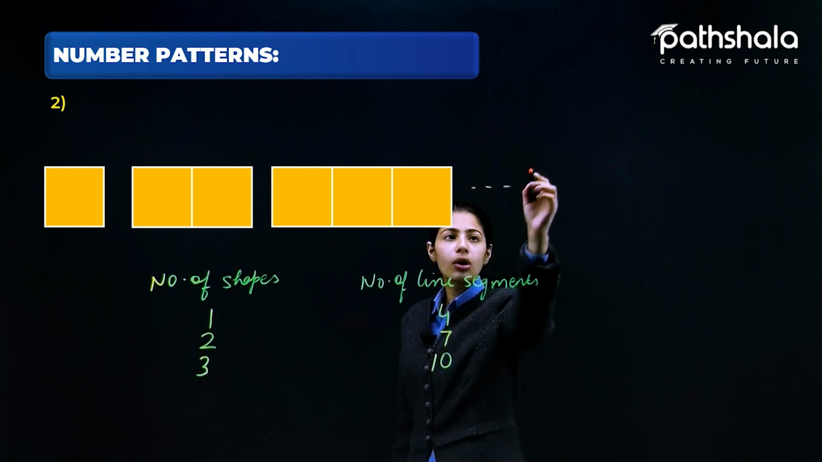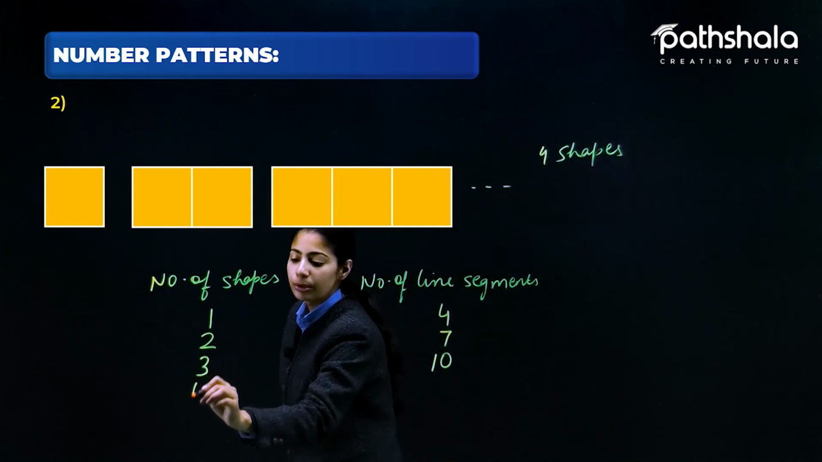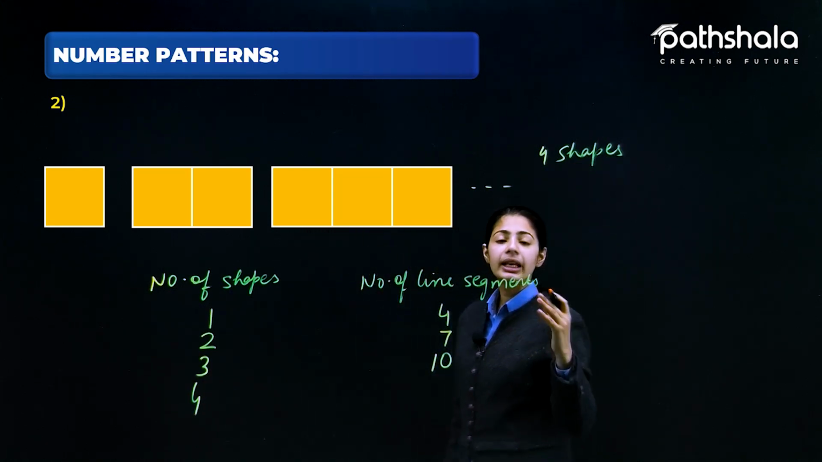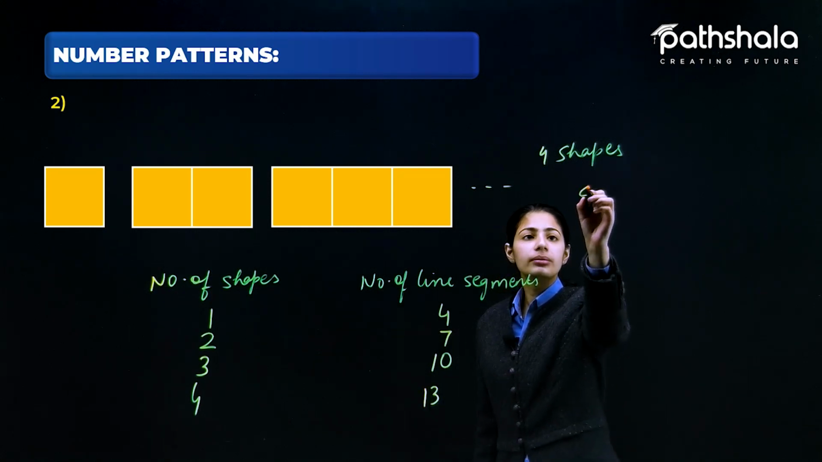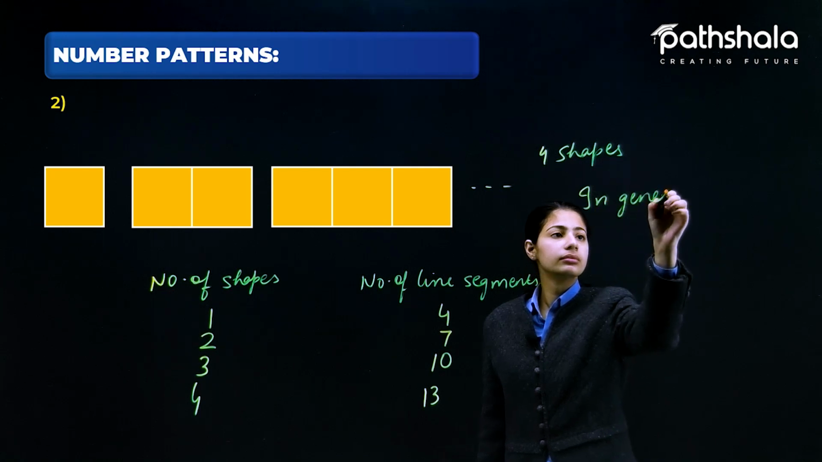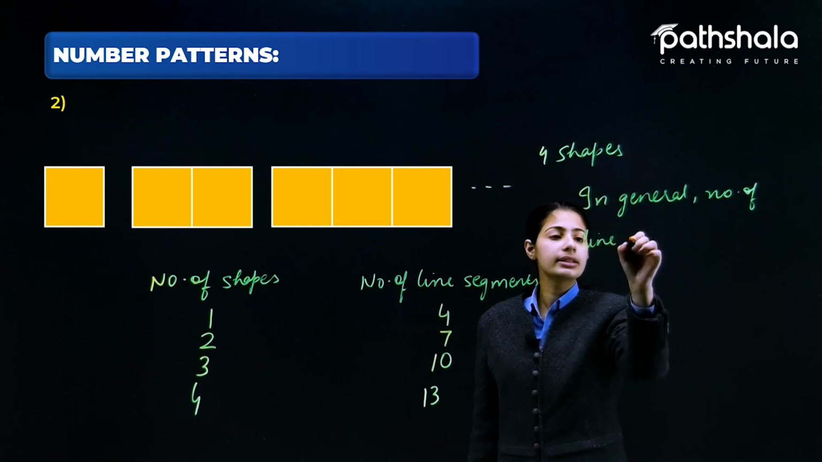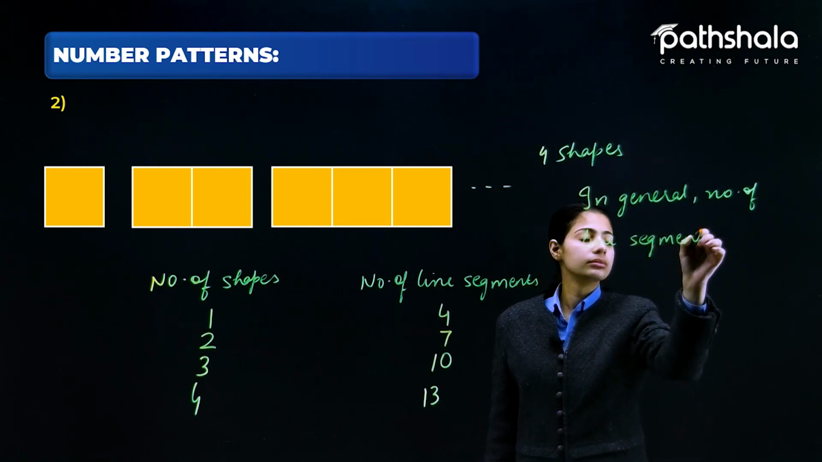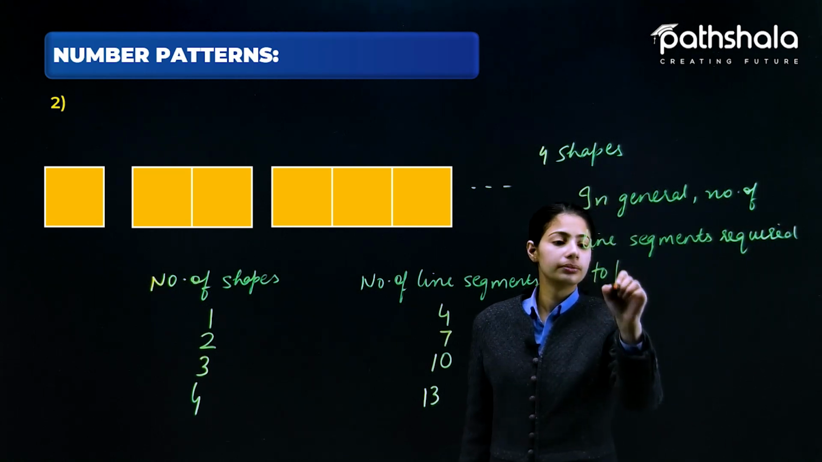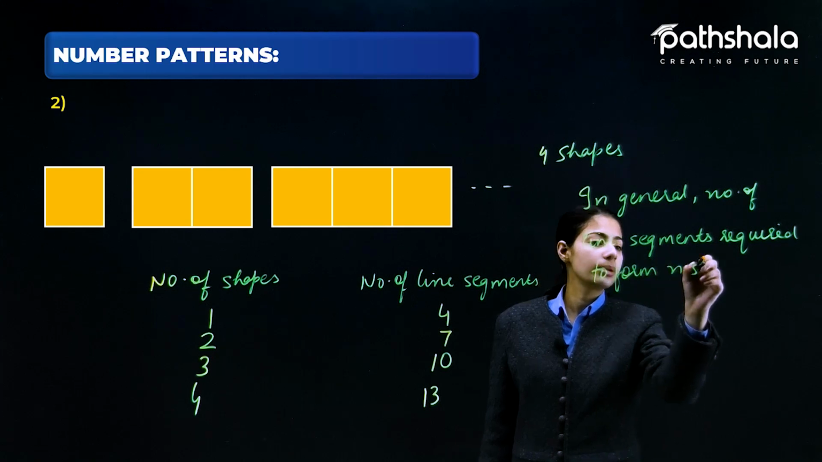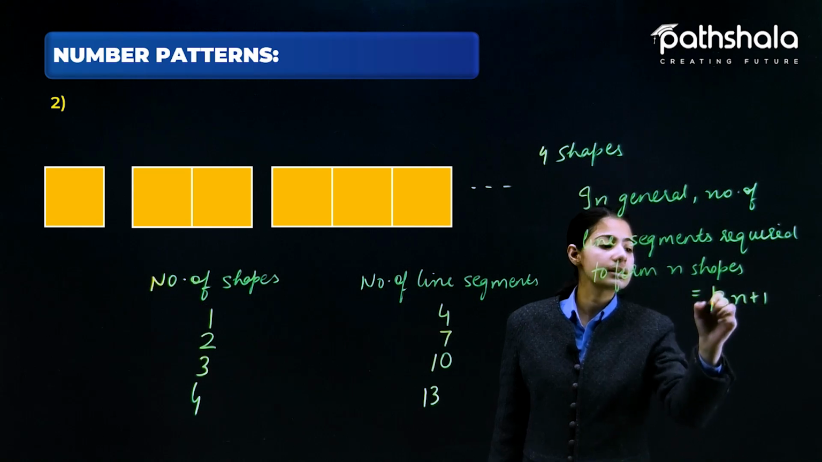So if this goes on for 4 shapes, so number of shapes 4, how many line segments do we need? That is 13. So in general, the number of line segments required to form n shapes is given by 3n plus 1.